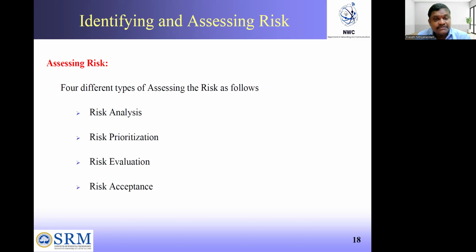So there are four main types of risk assessment. First one is risk analysis, examining the likelihood and impact of risk. Second is risk prioritization, ranking risks to focus on the most significant ones. Third one is risk evaluation, determining if current controls are adequate. And the fourth one is risk acceptance, deciding if some risk can be tolerated without further action. Each type helps organizations manage the risk more efficiently.